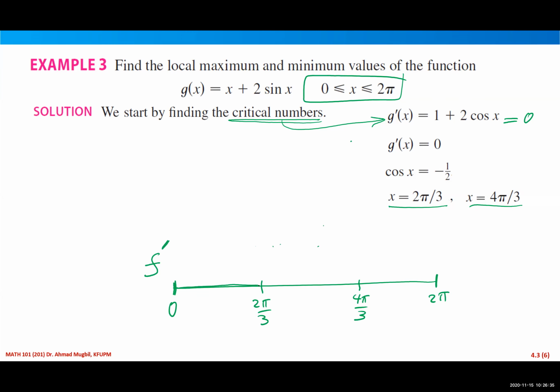Now the first derivative here, is it positive or negative between 0 and 2 pi over 3? Let's recall the quadrants. This is 0, this is pi over 2, this is pi, this is 3 pi over 2, this is 2 pi again. So 2 pi over 3 is in the second quadrant, it is here. 4 pi over 3 is in the third quadrant. Okay? Now I need a number between 0 and 2 pi over 3. Which one is better to choose, ya Shabab, to know if it is positive or negative?